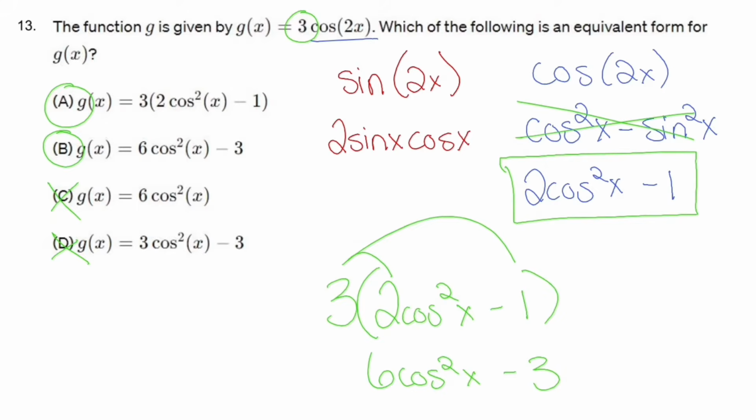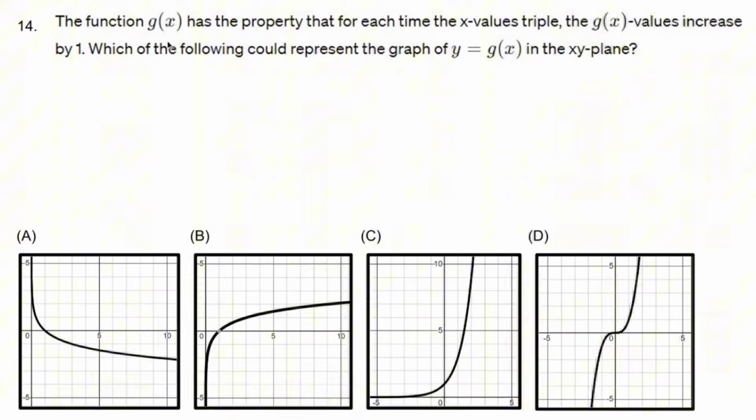Hope this helps. The function g of x has the property that for each time the x values triple, the g of x values increase by 1. Now, before I even look at graphs, I want to remind you of a little guy. Every time the x values triple, the y values go up by 1. So like an example of this could be like 1, 2, 3, 4. That's the x values going up by 1. This would be like 1, 3, 9, 27.